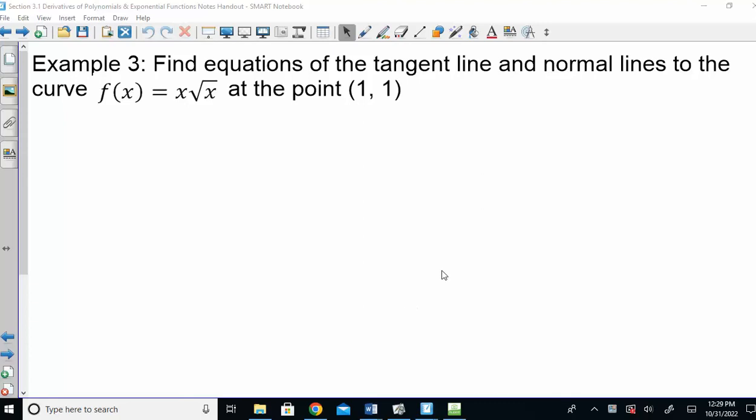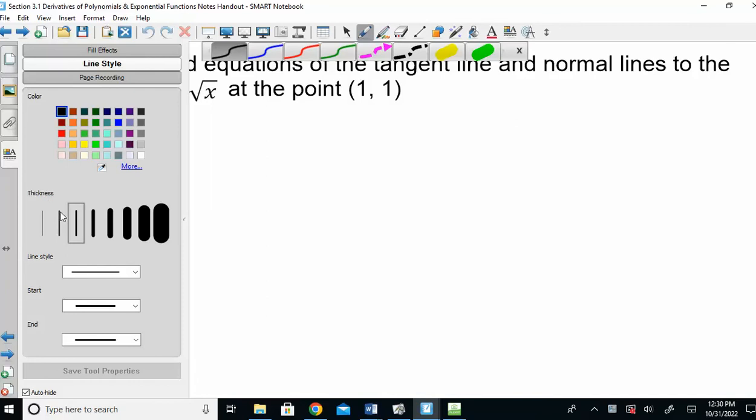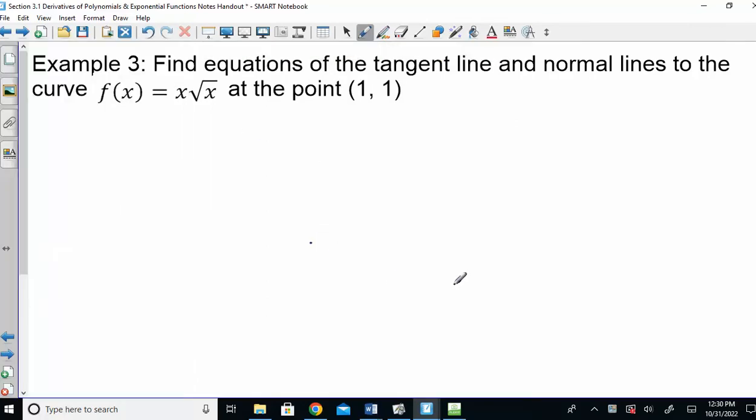Asking us to find the equation of the tangent and the normal line. So normal line we have not talked about in a long time. We did it way back at the beginning. Does anyone remember what a normal line is? So if you have some curve, we know what a tangent line is, right? So this is the tangent line. The normal line is perpendicular to the tangent line.